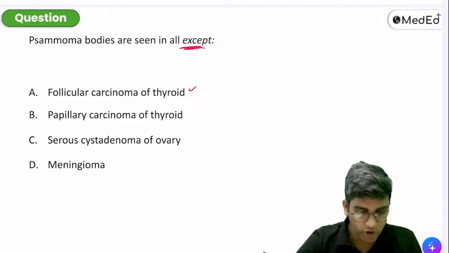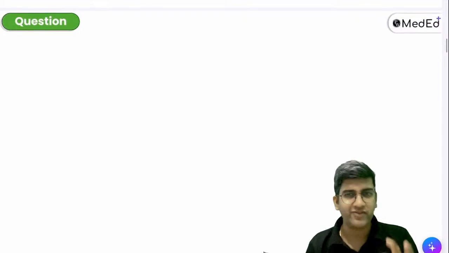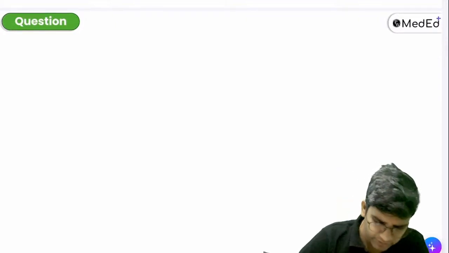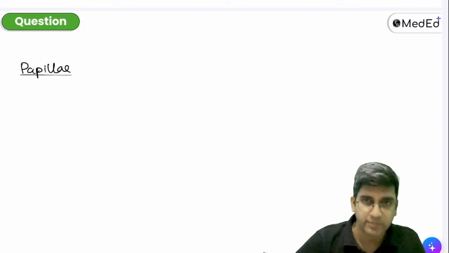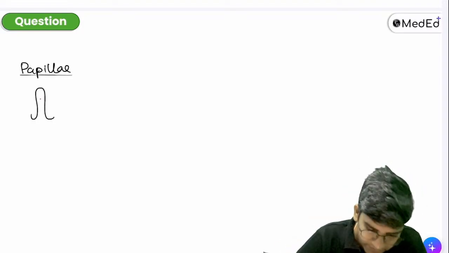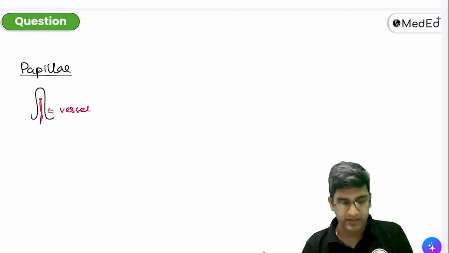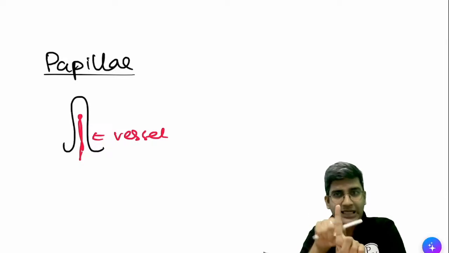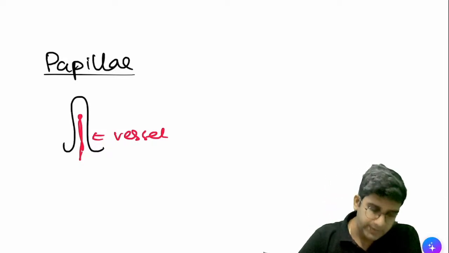Dr. Sri, it's "all except." I think you didn't read the "all except," right? So Psammoma body, everyone thinks of papillary carcinoma thyroid, right? That's the first thing which comes to your mind. So papillae means you have a finger-like projection with a central vessel. That's what papillae means, right? A finger-like structure with a central vessel is papillae. Fine. Now tell me about the tip of the papillae.